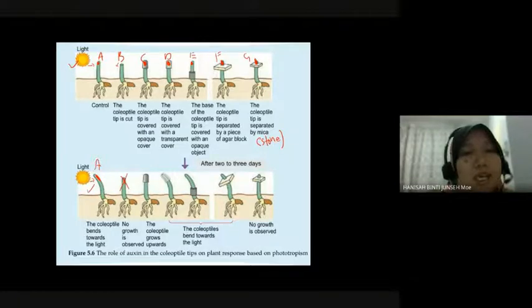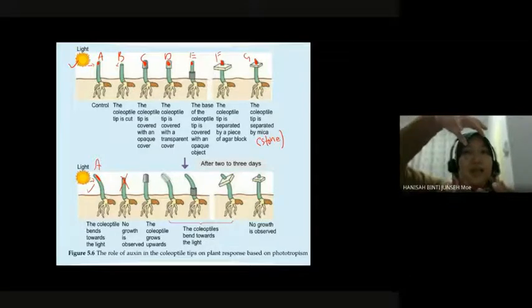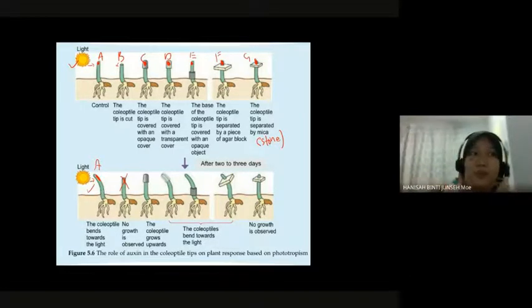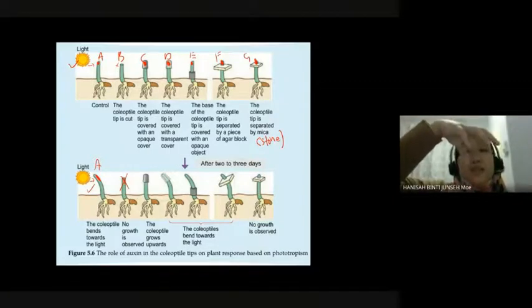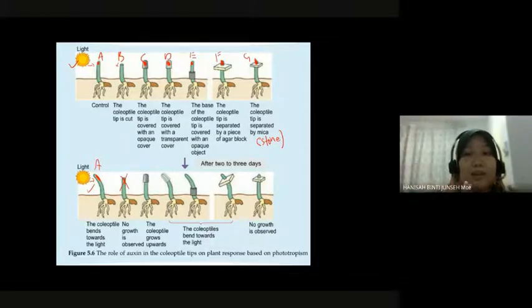However, C, the coleoptile, dia tidak bending. The coleoptile grows upward. Why is that? Remember, auxin is photophobic. Bila photophobic, dia suka gelap. Dia fobia cahaya. So, dia suka gelap. Bila tutup pun, the tip of the coleoptile is covered with opaque cover. So, it creates a shady region, the whole tip. The whole tip becomes a shady area, shady region. So, dia tidak akan move ke mana-mana. Okay, so this auxin will grow upward.